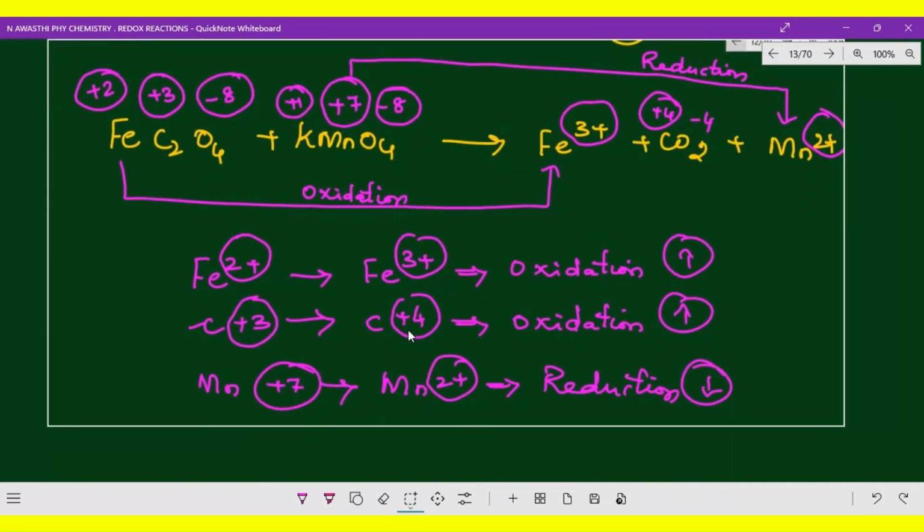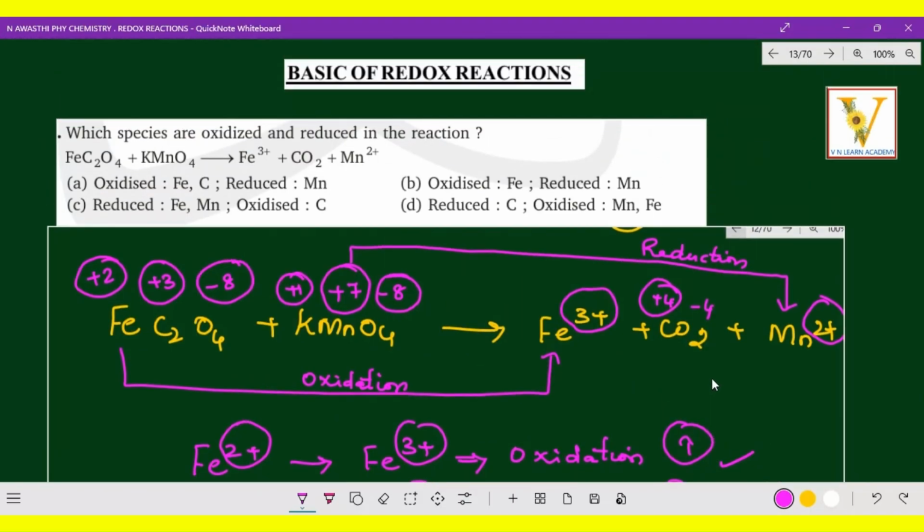The oxidation number is increasing, from +2 to +3, +3 to +4. It is increasing, so naturally this is oxidation. And in the same way, Mn goes from +7 to +2. This is a decrease, so this is reduction. I hope you got the clarity. Oxidized means increased form, reduction means decreased form. Please remember this, because usually for redox reactions they ask in a tricky way. So which is the correct option? You yourself will come to know.